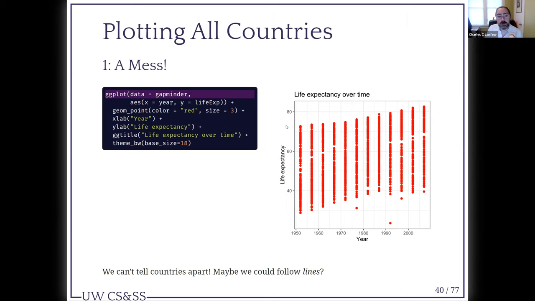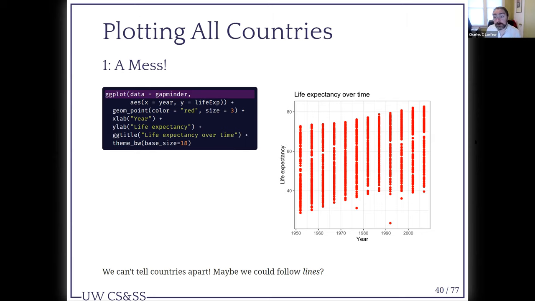So the issue here is that we've drawn a scatterplot dot for every country-year observation of life expectancy. Well, there's 142 countries, so there's 142 dots at each one of these years. We can't tell our countries apart. We can't see any trends or anything. We just have a whole bunch of dots here.